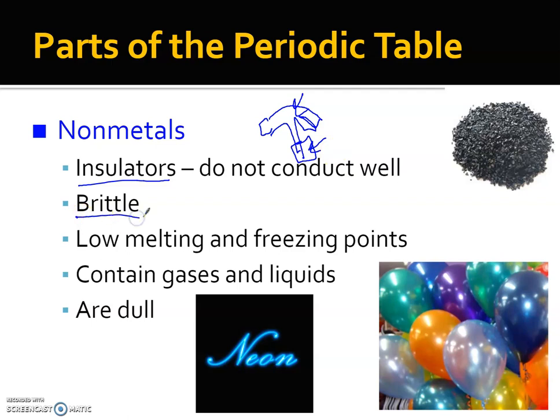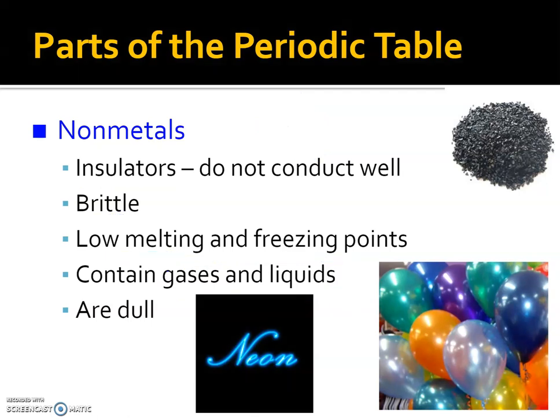All right, they are brittle, relatively speaking. They have low melting points and freezing points. This is where our gases and our liquid bromine are going to be, and they're dull. They are not going to be as shiny as your metallic substances.